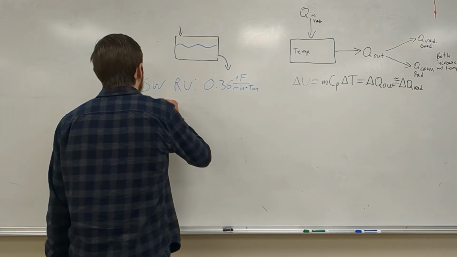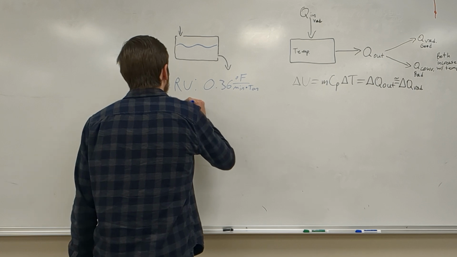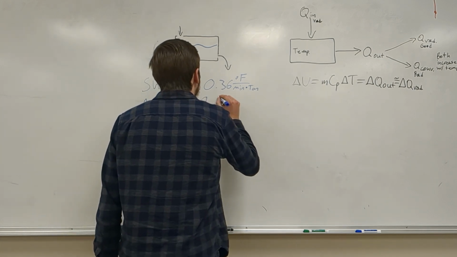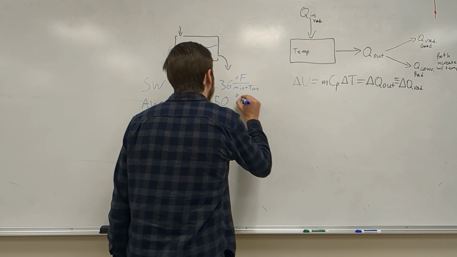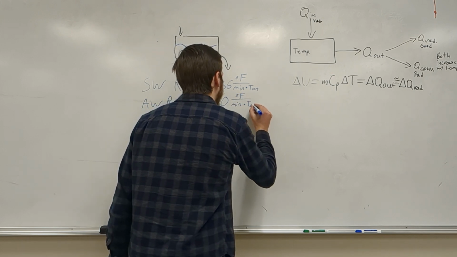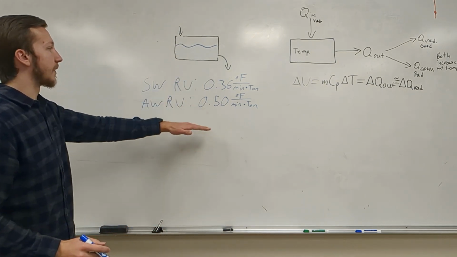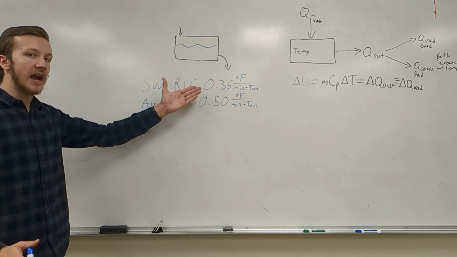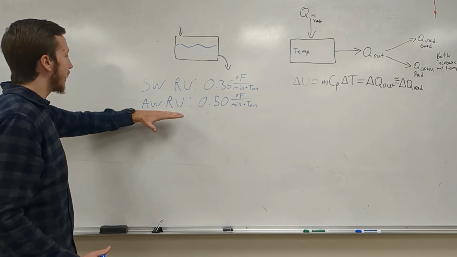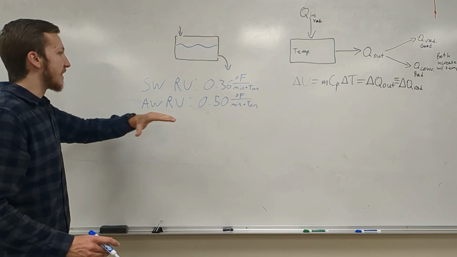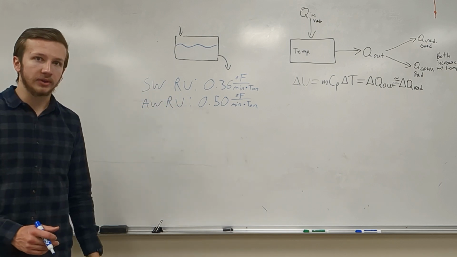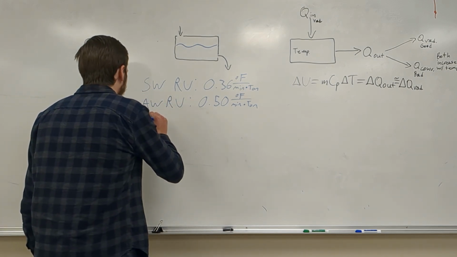For our angled wall ramp up, the slope was 0.50 degrees Fahrenheit per minute per ton. So as you can see, there's quite a bit of difference here. And as we talked about already with the view factors, this is not that surprising because the angled wall has a greater field of view of the sun than the straight wall does. So that's not very surprising.